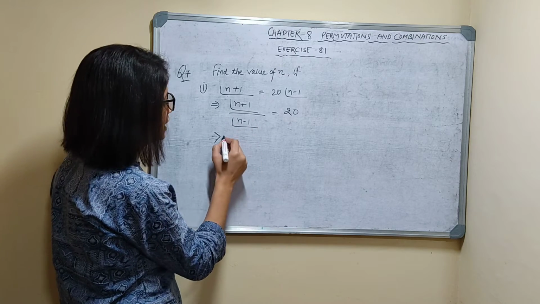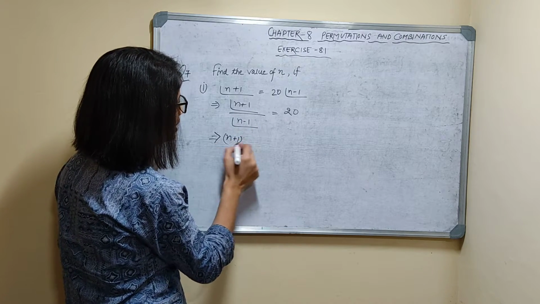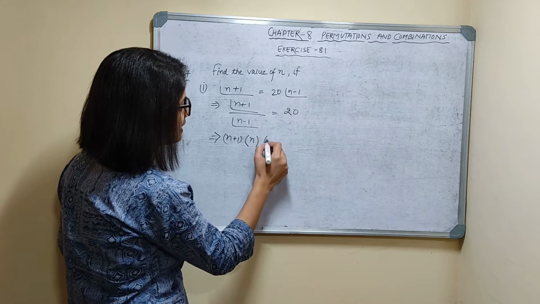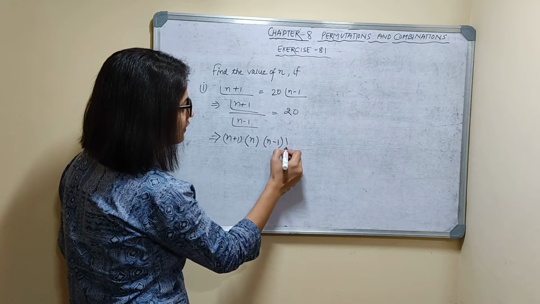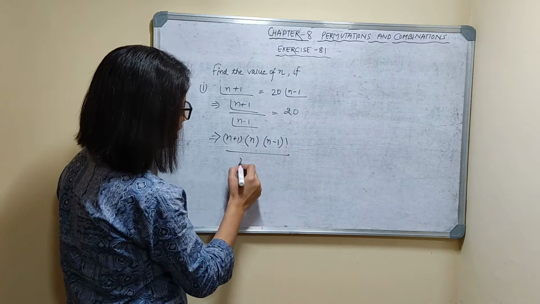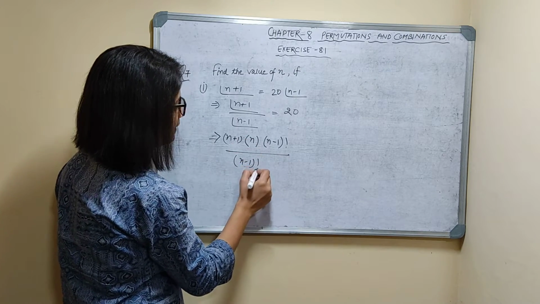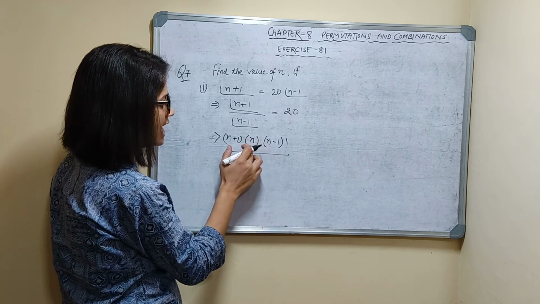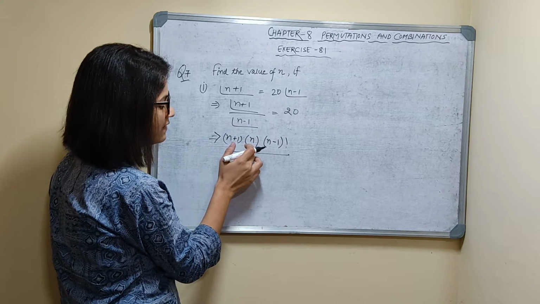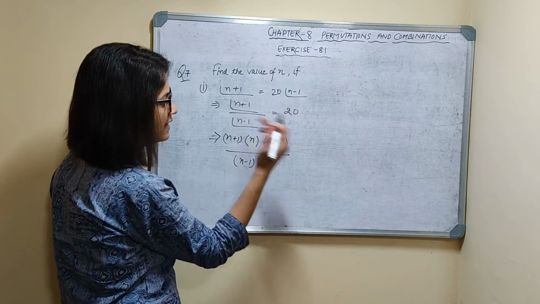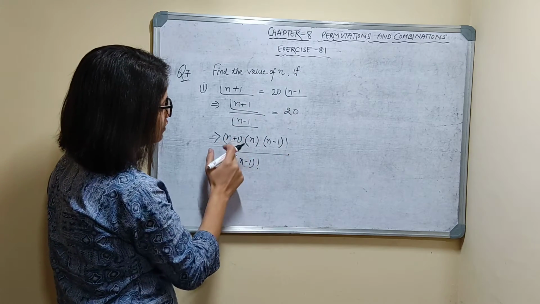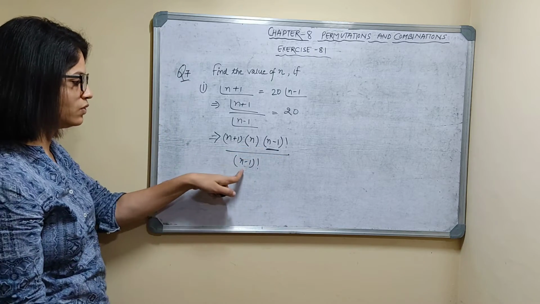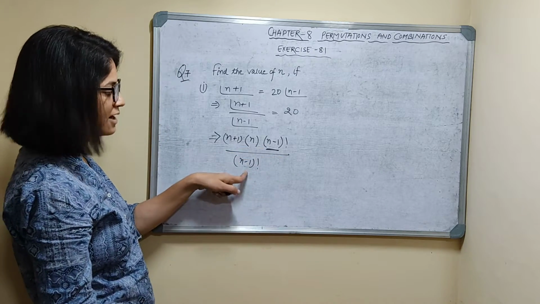Factorial of n+1 is (n+1) into n into (n-1) factorial, upon this factorial (n-1). Here n+1-1 is n. So it is n, then (n-1) factorial. Reduce 1 by 1. So n+1 and n, and (n-1) factorial. I have stopped it here. (n-1) factorial can cancel out from this (n-1) factorial.